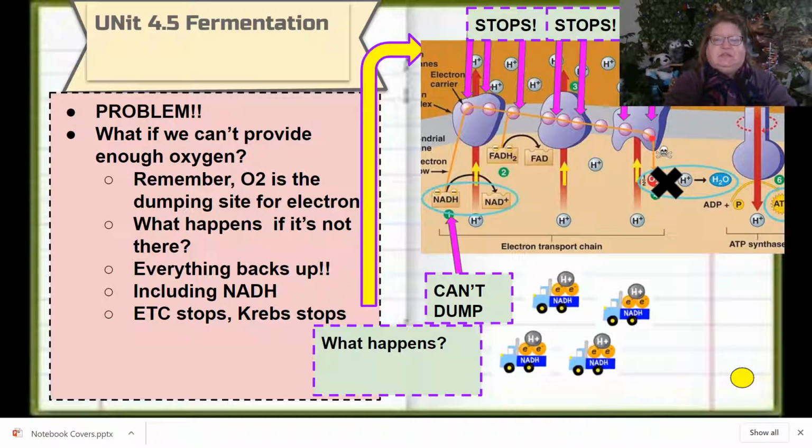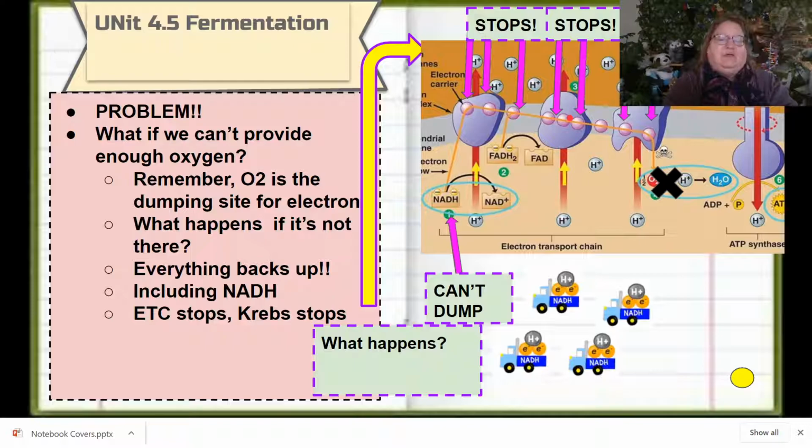And if this guy can't dump its electron off, guess what? This little electron can't be passed on. And if this electron can't be passed on, neither can this electron. It can't be passed on. And so forth, and so on. And everything backs up. So, am I obvious enough here? Stop, stop, stop. So if oxygen is not there, then every single one of these molecules just stops in its tracks. It can't pass the electron on.